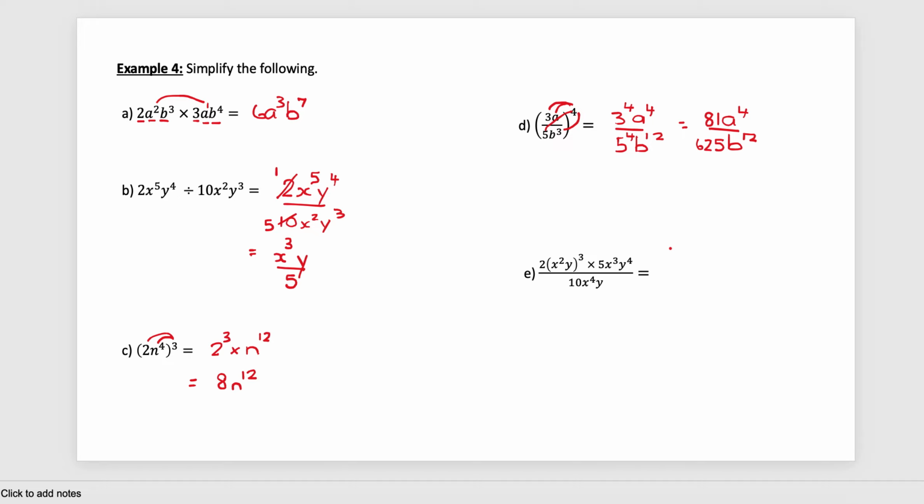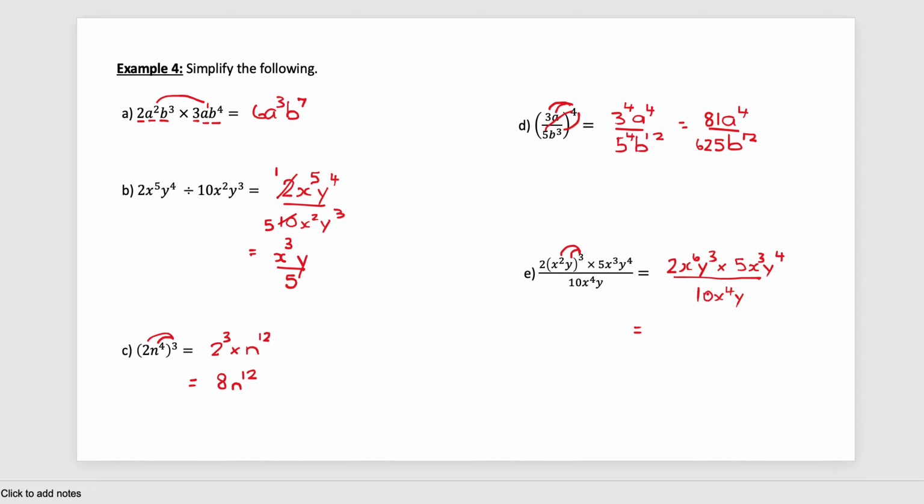And then part E here, so let's do step by step. Let's get rid of the brackets first. So here we've got the 2. The 2 is not inside the bracket, so it's not impacted by this power of 3. But this x is. So we've got x to the power of 6, and we've got y to the power of 1 times 3, 3. Times, we've got the 5. I'm just going to copy the rest for now. That's 3y to the power of 4, over 10, x to the power of 4, y.